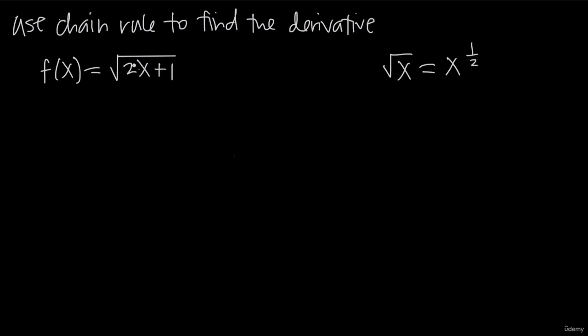So if we apply that rule to this function, we can rewrite the function f of x as quantity 2x plus 1, everything underneath the square root, and just raise it to the 1/2 power instead of putting this value underneath the square root sign. So we haven't changed anything, we've just rewritten the function.